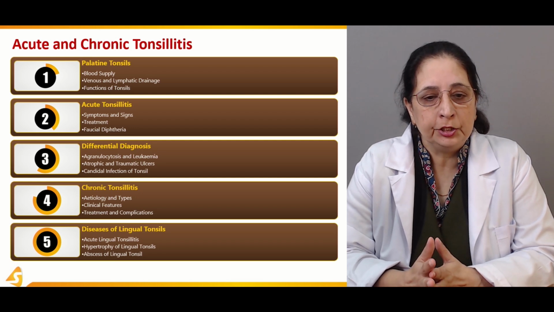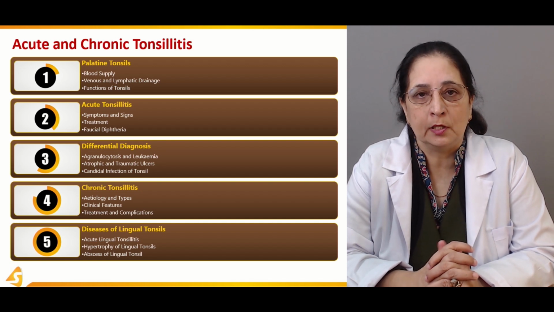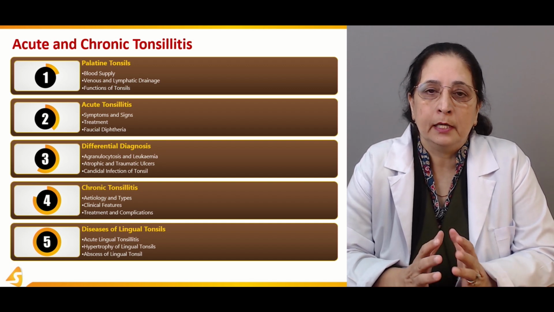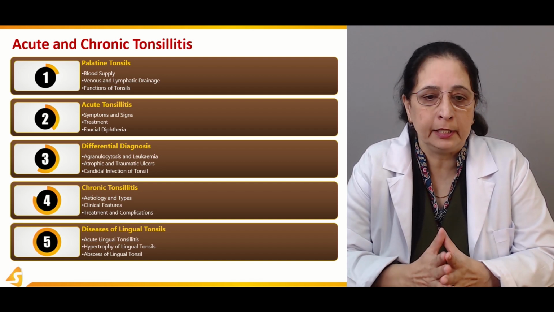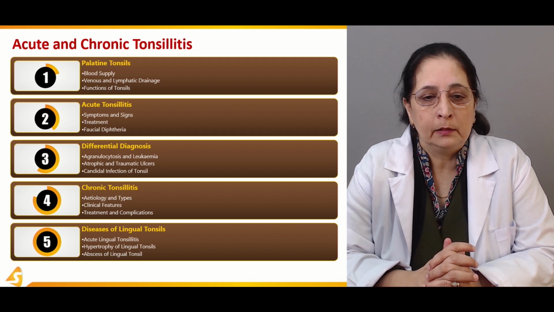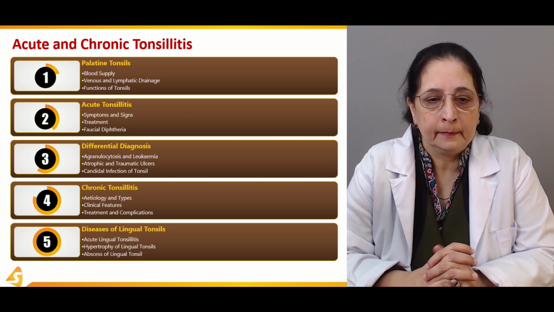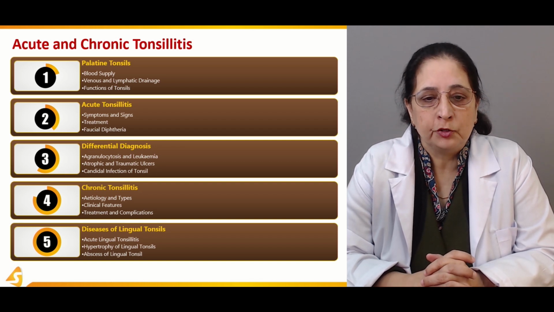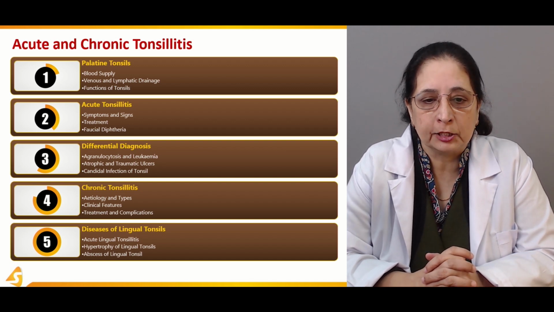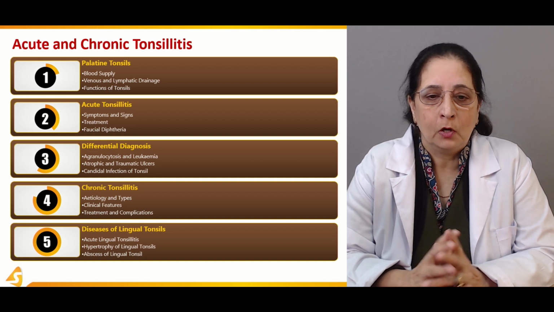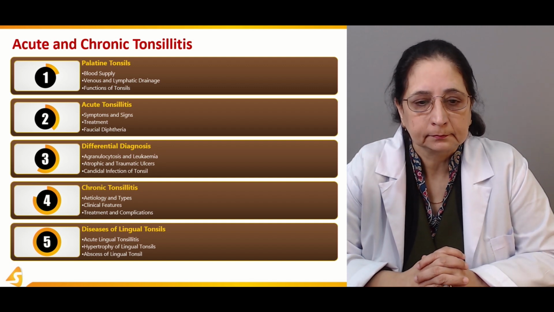Then in the third section, we will talk about some differential diagnosis of the tonsillitis and what are the conditions that can be mistaken or confused with acute tonsillitis. Conditions like agranulocytosis, leukemia, atrophic and traumatic ulcers of the tonsils, and also candidal infection of the tonsil. So all this differential diagnosis will be discussed in section 3.